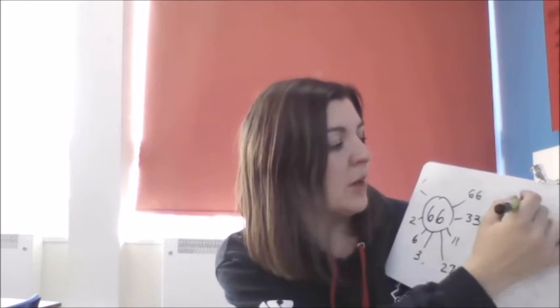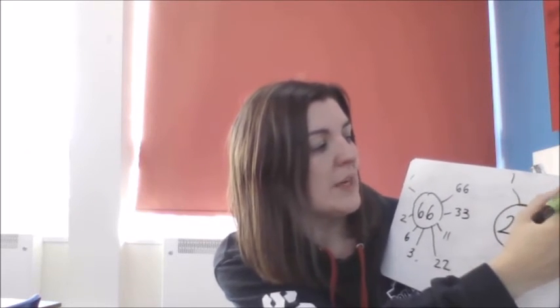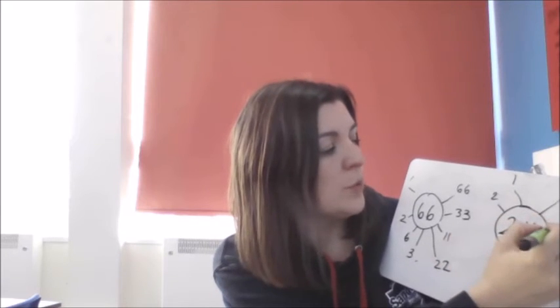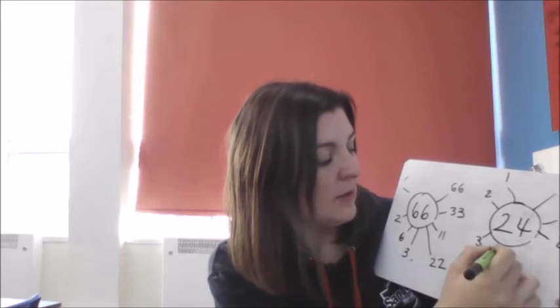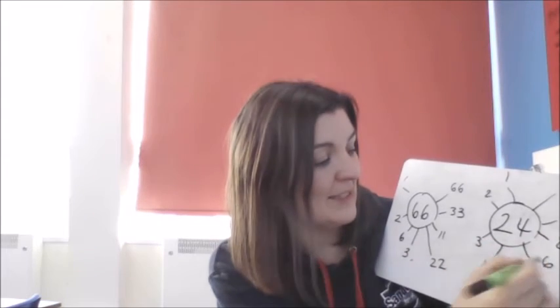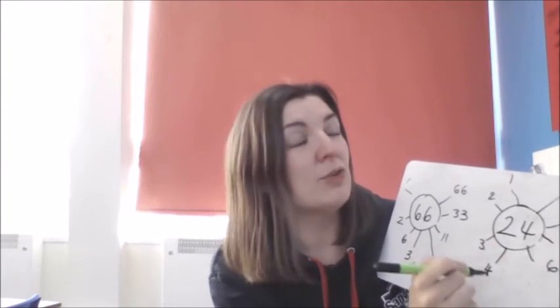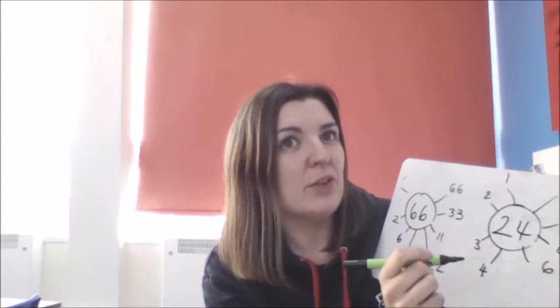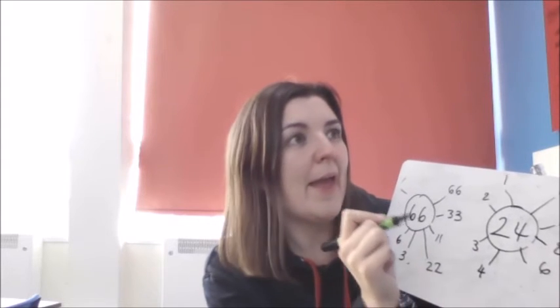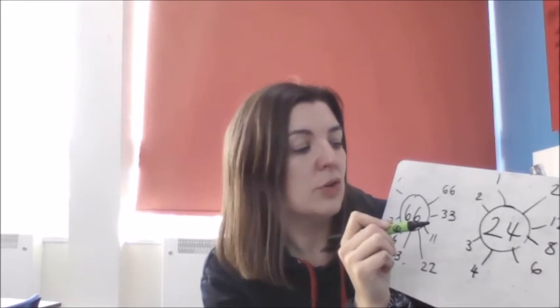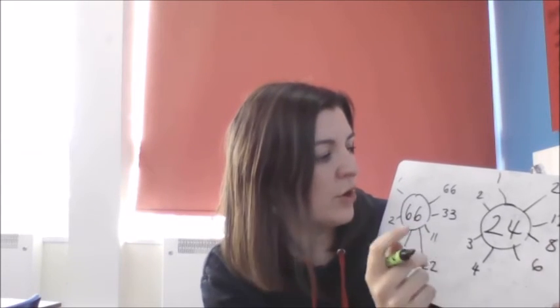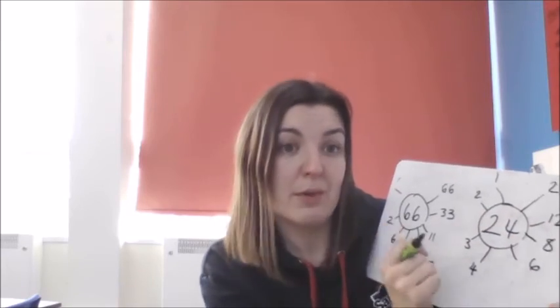Then 24, there's lots of factors. So I've got 1 and 24, 2 and 12, 3 and 8, 4 and 6. 5, there isn't one. 6 I've already done. 7, no. 8 I've done, 9, no, 10, no, 11, no, 12 I've already done.